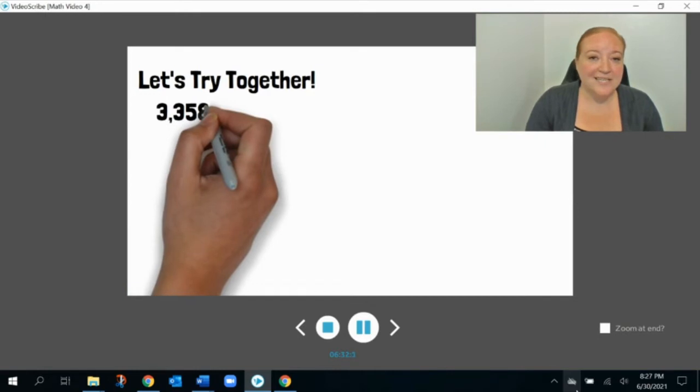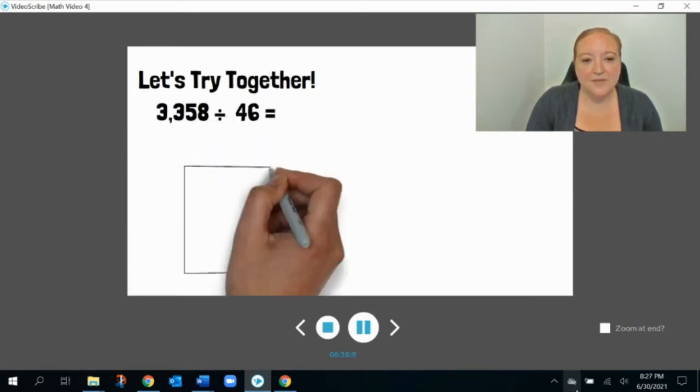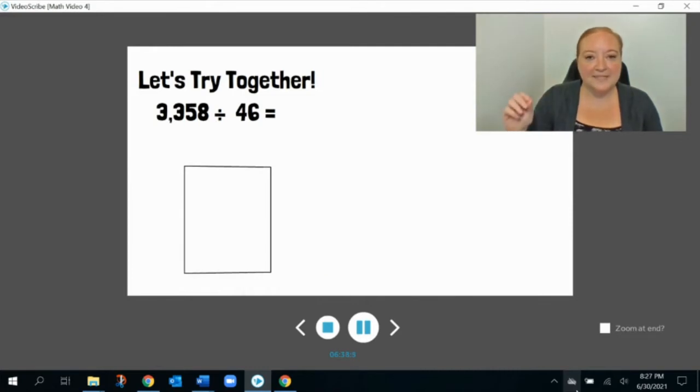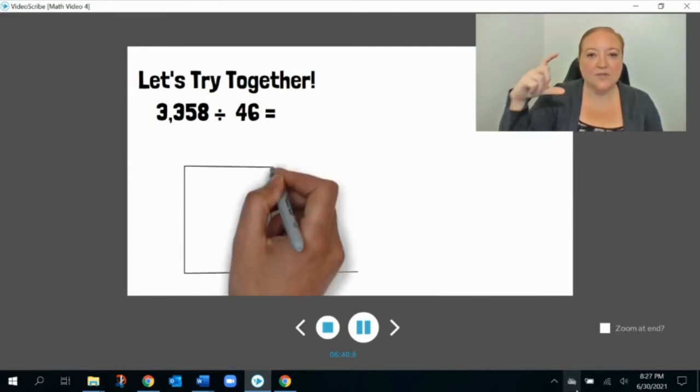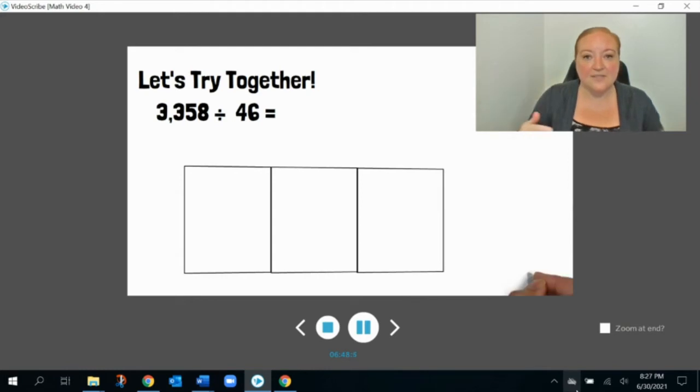Okay. So we're going to take 3,358 divided by 46. When we're doing the box method, we're going to create a box for each place value. And if you notice, 3,358 has four place values: the thousands, the hundreds, the tens, the ones.